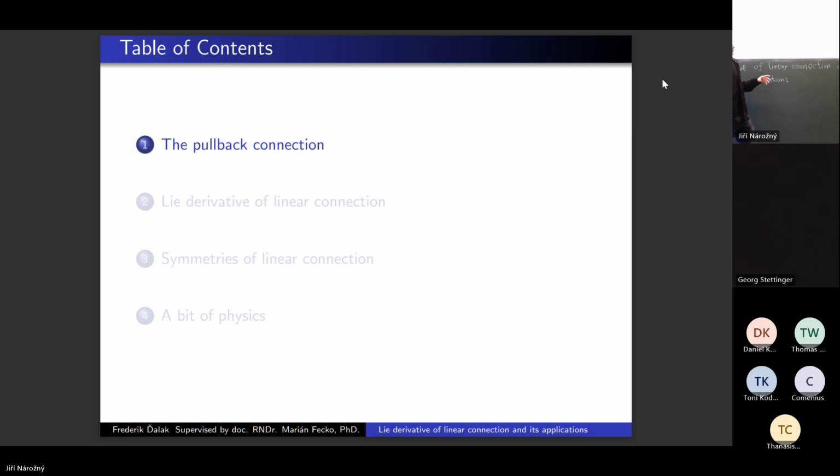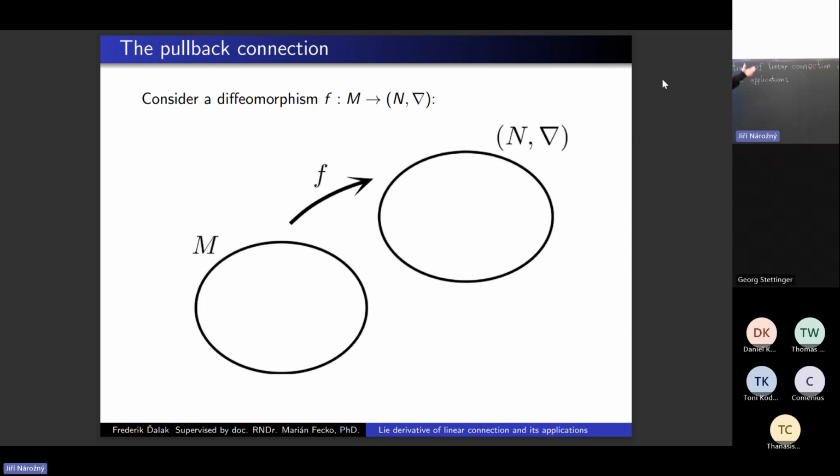So, our first step on our way to define actually the Lie derivative of linear connection is going to be to learn to compute a pullback of a linear connection from one manifold to another manifold using a diffeomorphic map between these two manifolds. And this is then going to serve us to define the Lie derivative itself also. So let us look at how this can be done.